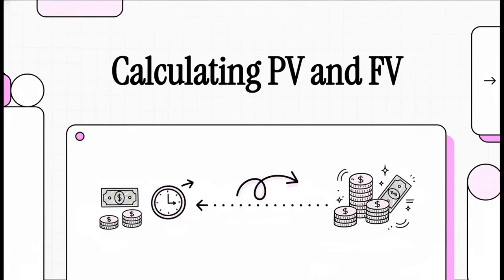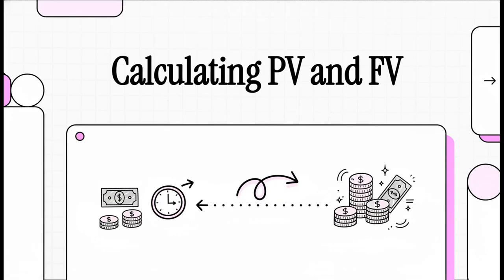Hey everyone, and welcome! Today we are going to crack the code on a concept that powers pretty much all of finance. And you know what? It's not about some crazy complex math. It's all about one simple, super powerful idea. Money has a time value.